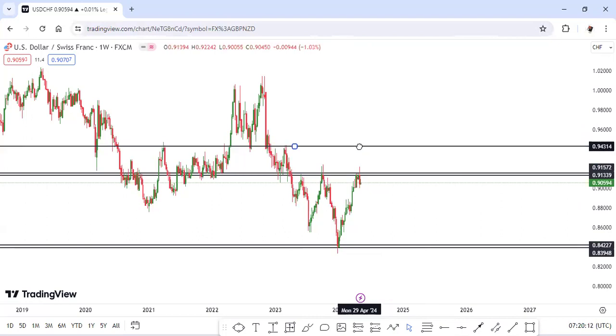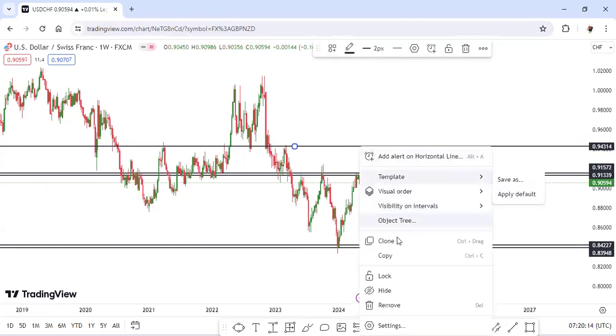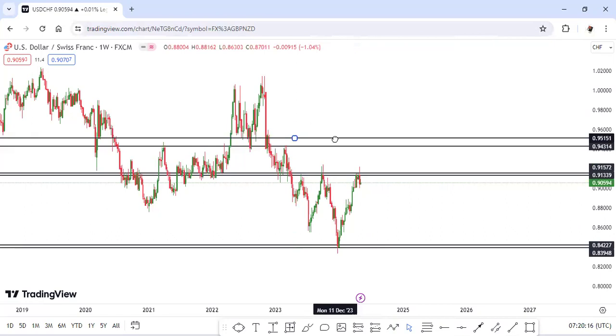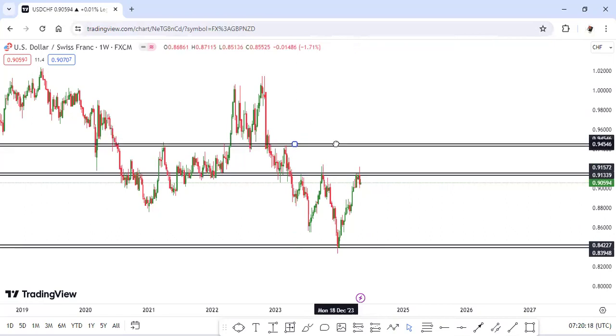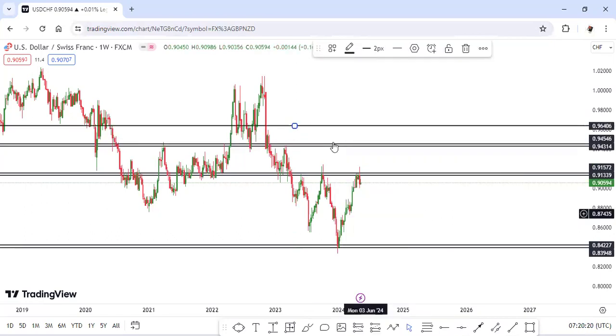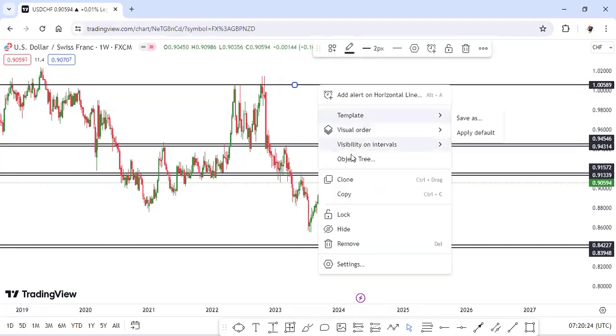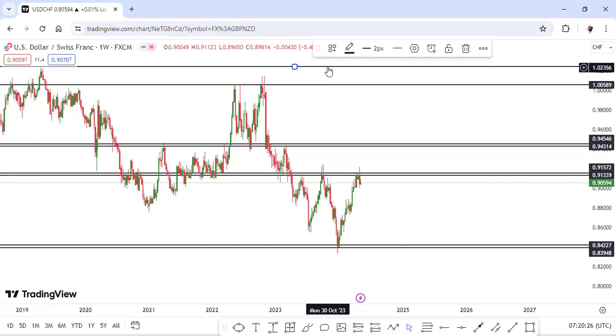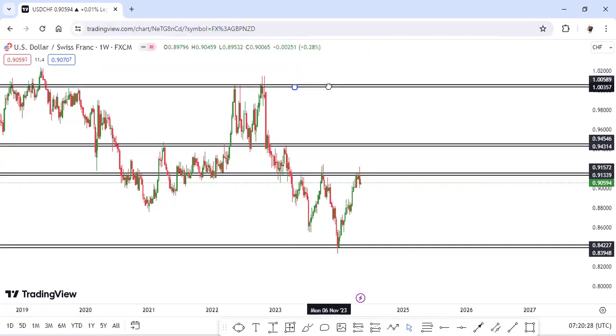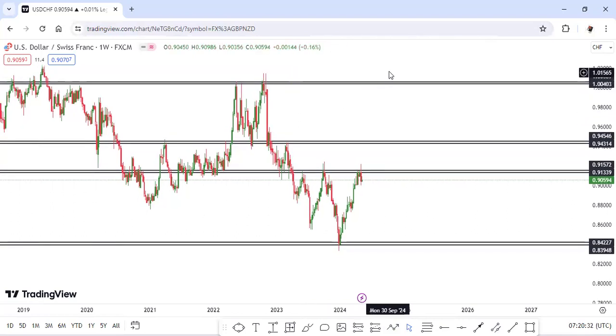This here is another zone I want to be keeping my eyes on. You can also clone this. Here is too far for me, but you can do that and leave it on your chart. Even though you leave it there, it will not do you any harm. So these are the zones that I will be keeping eyes on.